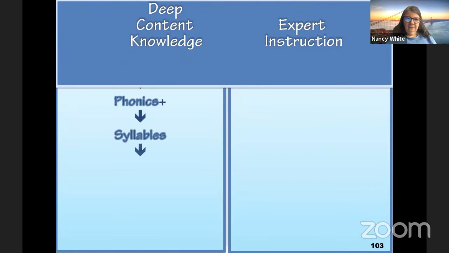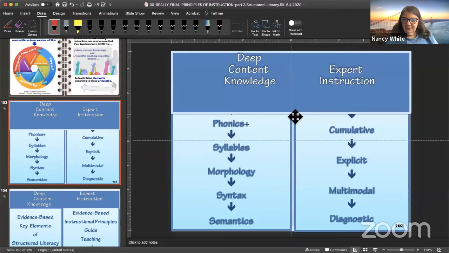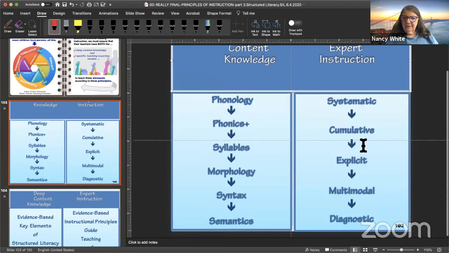So phonics, phonology is up there underneath deep content knowledge. So it should be okay on your handout. I hope so. Morphology, syntax, semantics. I'm sorry, I just can't do it. I have to make this smaller. Now the content knowledge is gone, but I can live without that, okay.